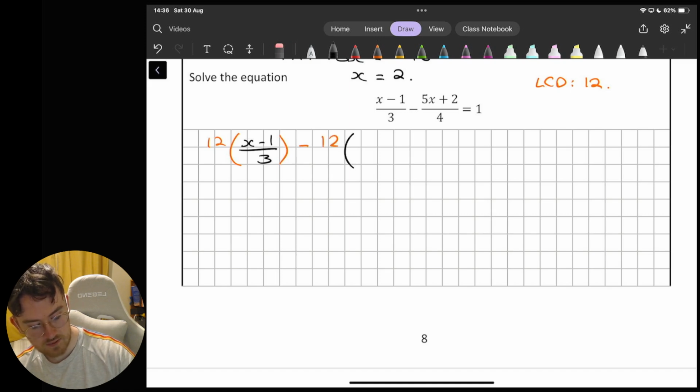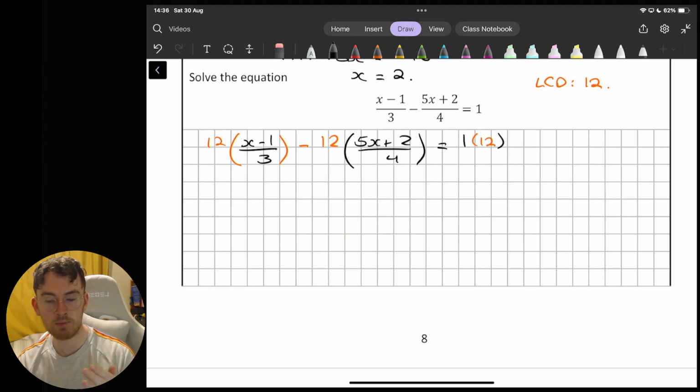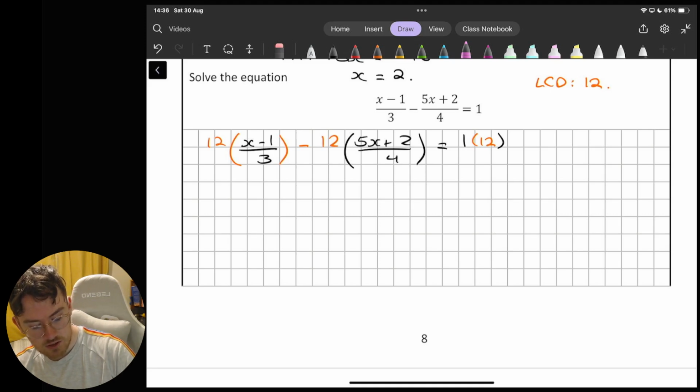Okay, 5x plus 2, 1, making sure we multiply the other side as well. Because remember, if we don't keep it balanced, then we've changed one side but haven't changed the other. The equation is no longer the same. My next step is to divide the denominator into that 12 and see what I'm left with.